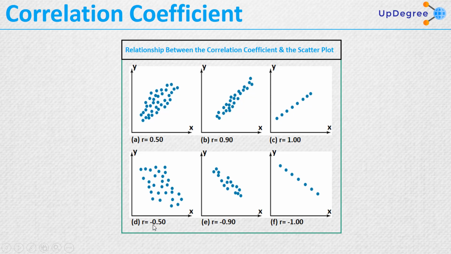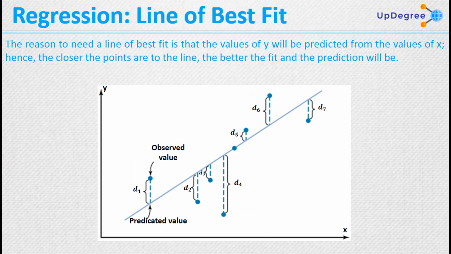And now you can find here if it is -0.5, so here the scatter plot will be something like this. When X increases, Y decreases, and whenever it will be -0.9, so it will be having a tendency like this, the pattern will be like this, and in case of -1, it will be found in a straight line, and you can find that the gradient here and the gradient here are totally different. So in this way, we are getting this idea, that is how along with the correlation coefficient, the scatter plot will vary. Now we are going to discuss the regression, that is a line of best fit.